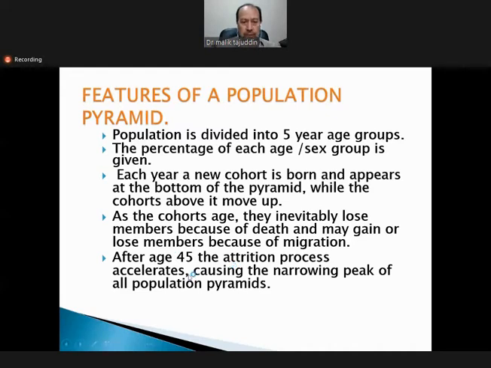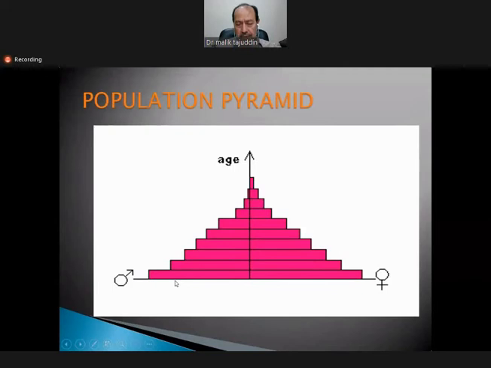So after the age of 45, the attrition process accelerates, the decreasing process, the death process accelerates, causing the narrowing of the peak of all population pyramids. You can see that the base of this population pyramid is broad because every year new children are born and inducted, and then as they go on in their lives, after 45, 50 and 60, the number of deaths increases in this subgroup of the population.